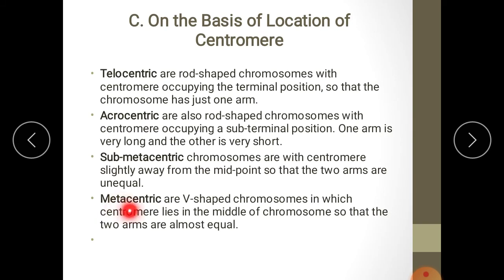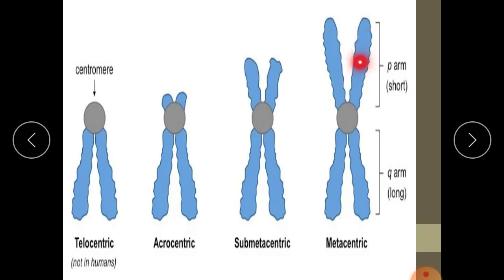The last one is metacentric or V-shaped chromosomes, in which the centromere lies in the middle of the chromosome so that the two arms are almost equal. So here these two arms are almost equal. Metacentric. Thus, based on the position of centromere, there are four types of chromosomes.